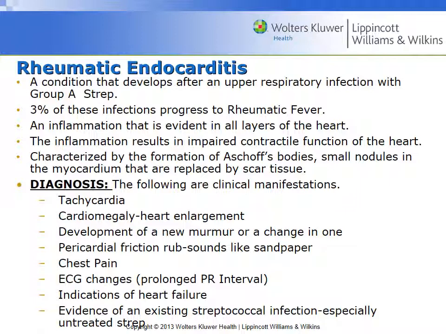Rheumatic endocarditis. Rheumatic endocarditis is a condition that develops after an upper respiratory infection with group A strep. 3% of these infections progress to rheumatic fever. It's an inflammation that is evident in all layers of the heart, and the inflammation results in impaired contractile function of the heart because the myocardium, the muscle of the heart, is affected.